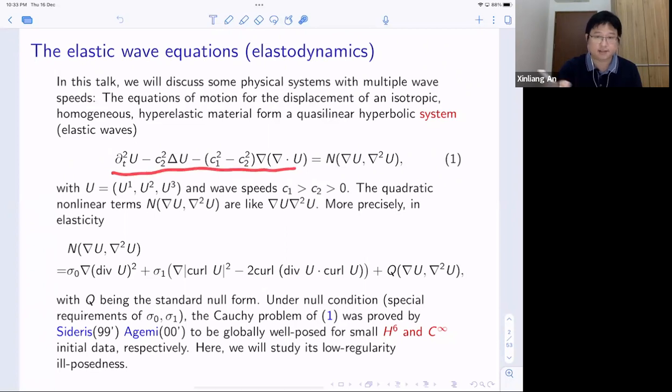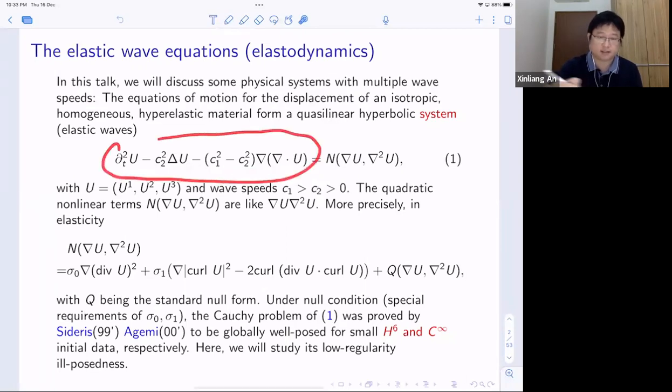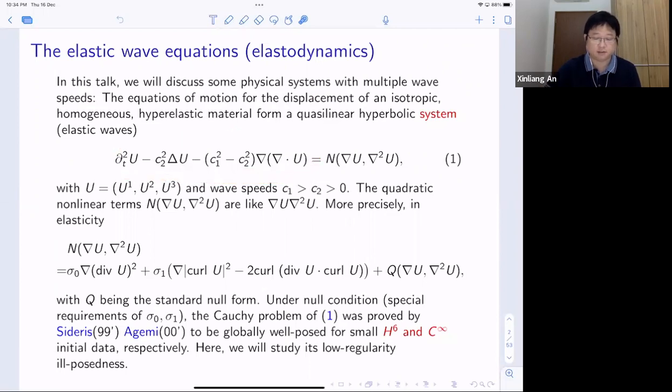On the right hand side there will be c1 and c2. If we only look at the left hand side and take the divergence or the curl, we will have a wave operator with wave speed c1 or a wave operator with wave speed c2. On the right hand side there will be nonlinear terms, in quadratic form, more like the gradient of U times the second derivative of U.